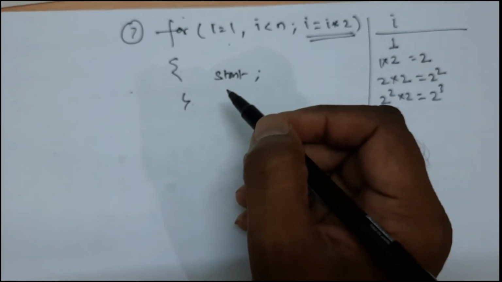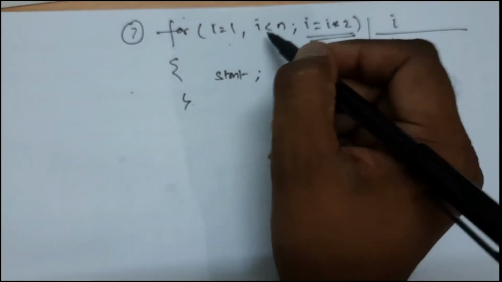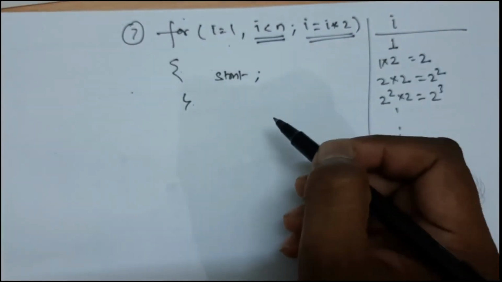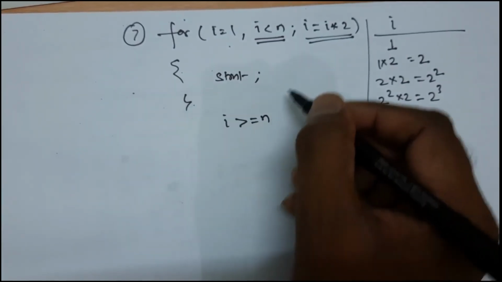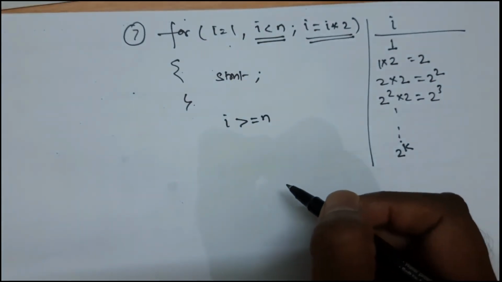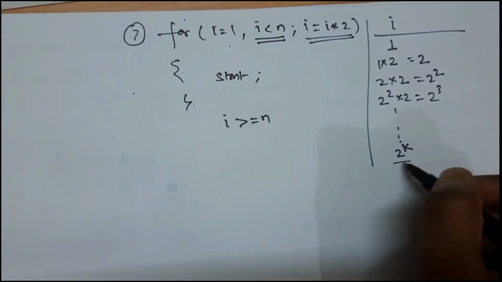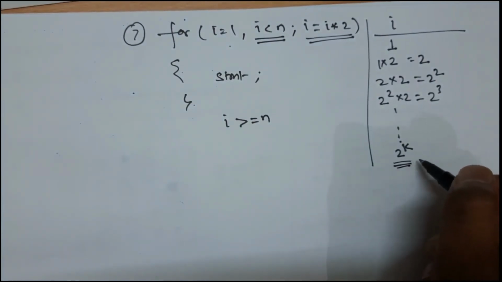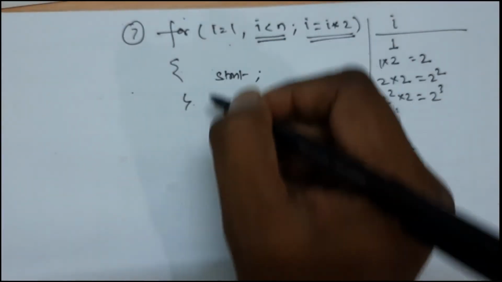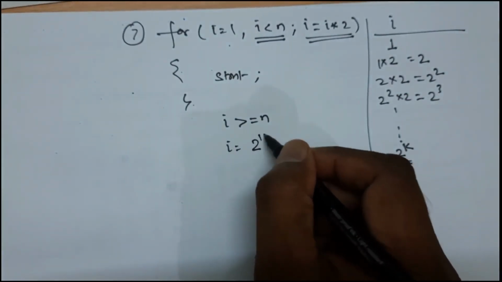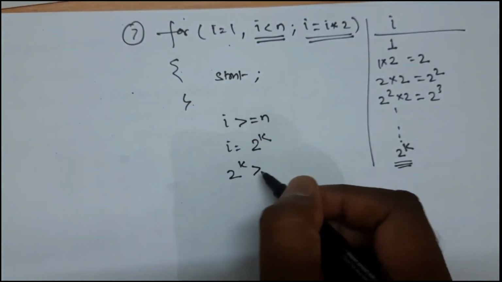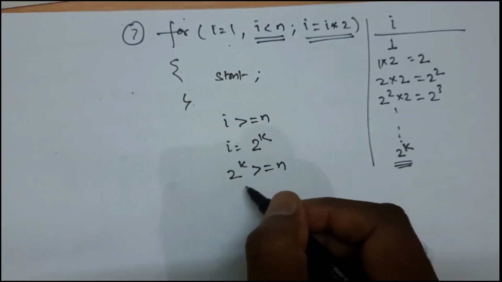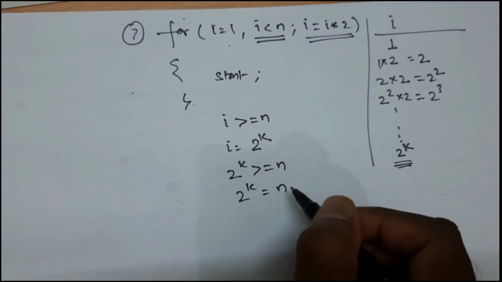Now when will the loop be terminated? The condition is i less than n, which means when i becomes greater than or equals to n, the loop will be terminated. So let us assume that the value of i is 2 to the power k, for which the loop will be terminated. Okay, so we can write 2 to the power k should be greater than or equals to n, or we can say 2 to the power k equals to n.